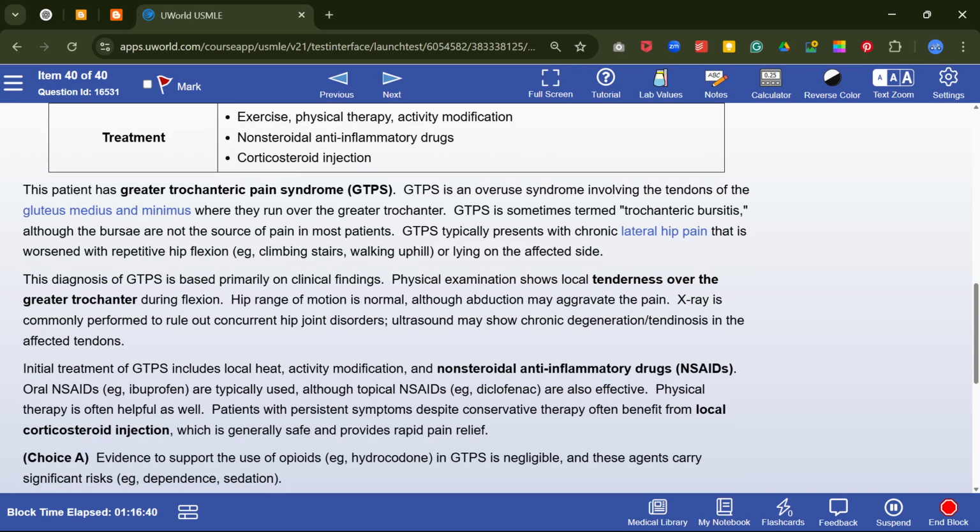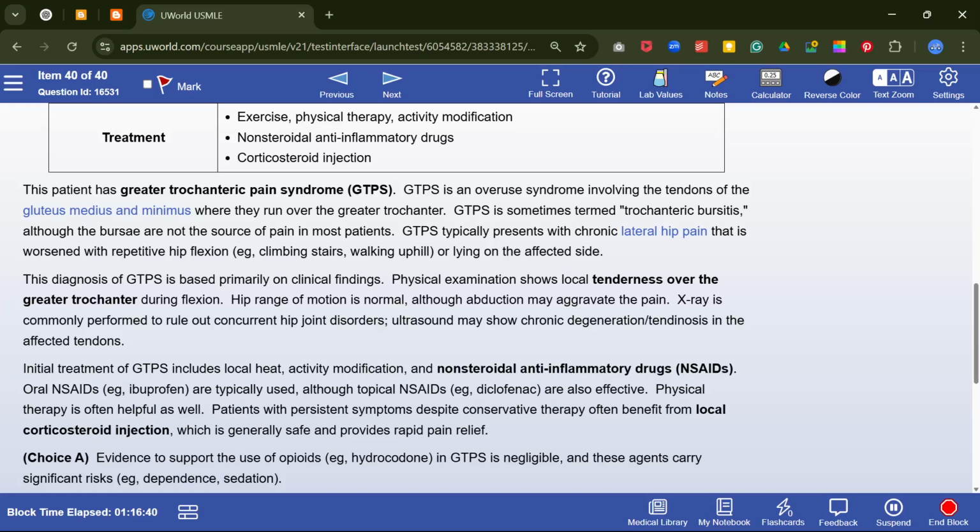This patient has greater trochanteric pain syndrome. Greater trochanteric pain syndrome is an overuse syndrome involving the tendons of the gluteus medius and minimus where they run over the greater trochanter. It is often termed trochanteric bursitis, although the bursa are not the source of pain in most patients.